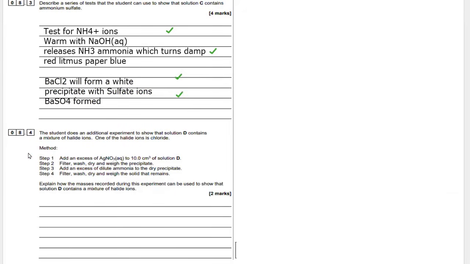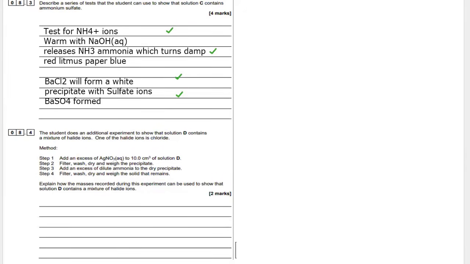Now, the next bit of the question, the final bit, I believe, is 8.4. The student does an additional experiment to show that solution D contains a mixture of halide ions. So one of the halide ions is chloride. Add an excess of silver nitrate to 10 centimeters of solution D. Filter it off, wash and dry, and weigh it. Add an excess of dilute ammonia to the dried precipitate. Filter, wash, and dry, and weigh. Explain how the masses recorded during the experiment can be used to show solution D contains a mixture of halide ions. So solution D essentially has got chloride ions, probably bromide ions and iodide ions. We're just proving that fact.